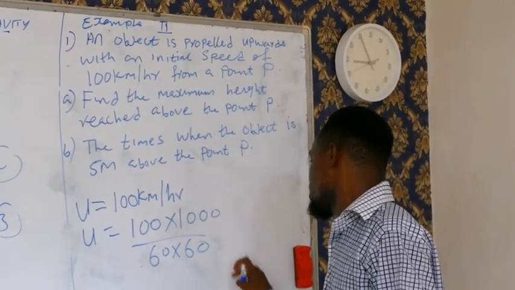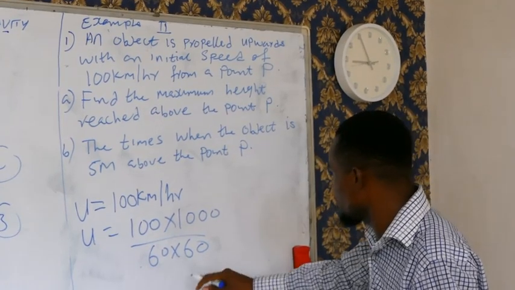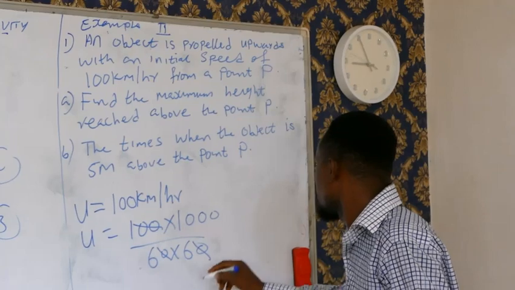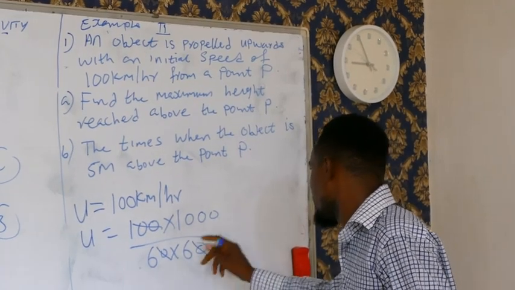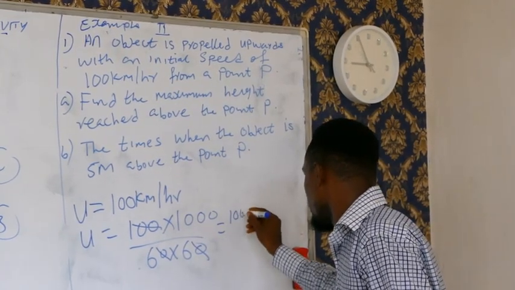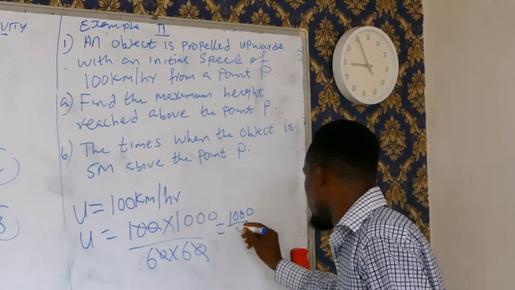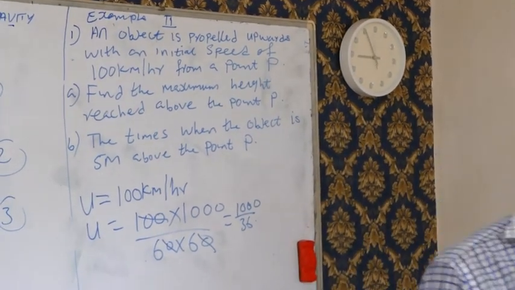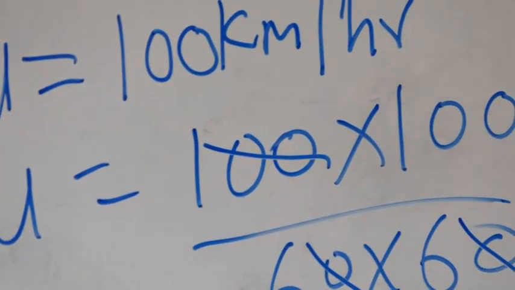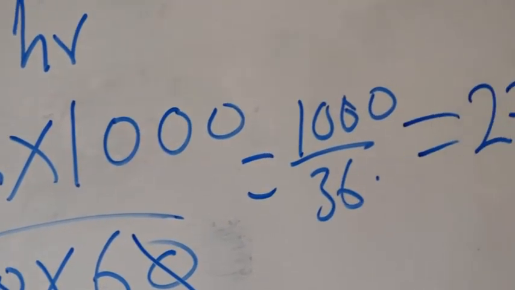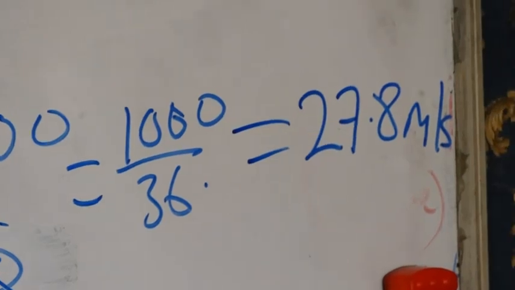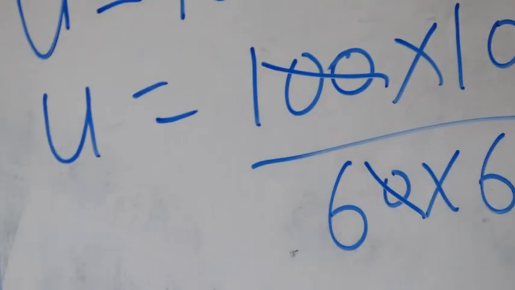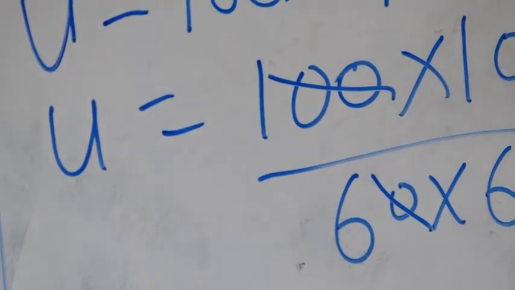60 times 60. So if you do this computation correctly, let me take away this. You're having 1000 over 36. That is working with one place of decimal. Now you've gotten the initial speed or velocity as the case may be.